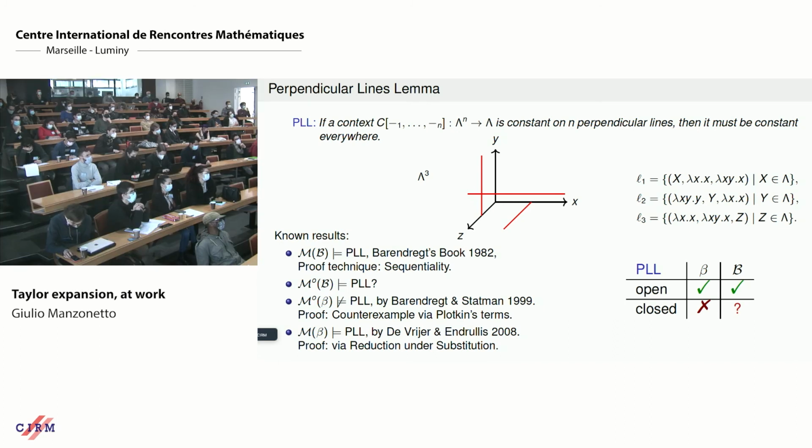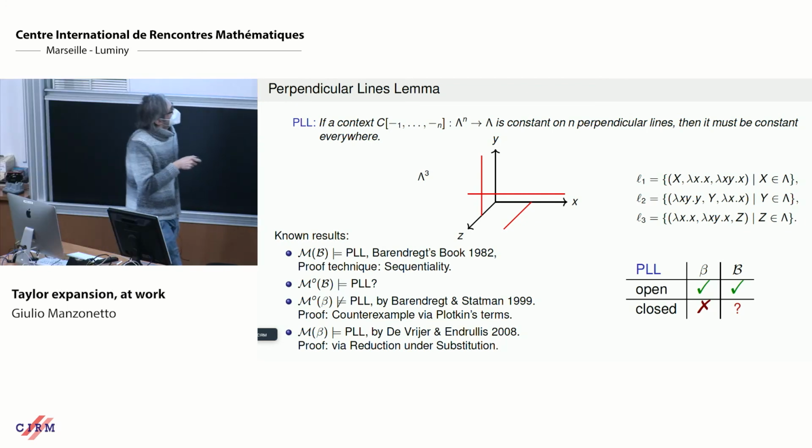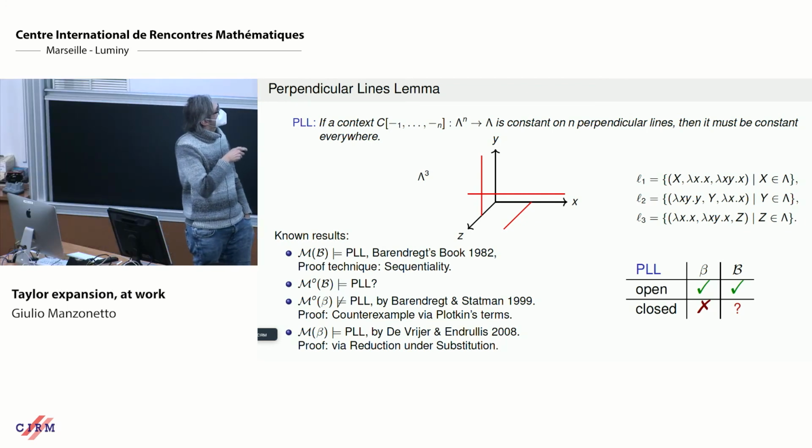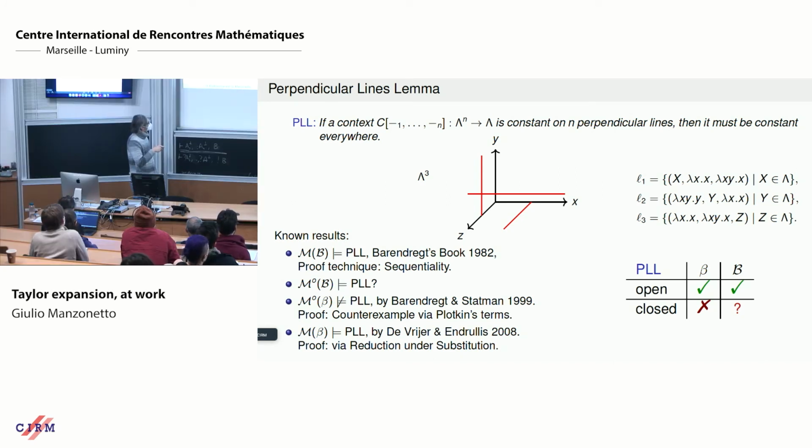This was proved in Barendregt's book using sequentiality. And it fails for lambda beta. This was proved by de Vrijer and Rullière via reduction under substitution. And if you restrict to closed terms, then this property still holds for lambda beta, and we do not know whether it still holds for Böhm trees.